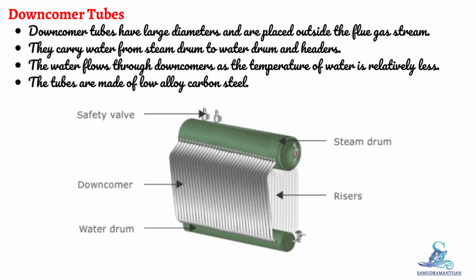Downcomer tubes have large diameters and are placed outside the flue gas stream. They carry water from steam drum to water drum and headers. The water flows through downcomers as the temperature of water is relatively less. The tubes are made of low-alloy carbon steel.